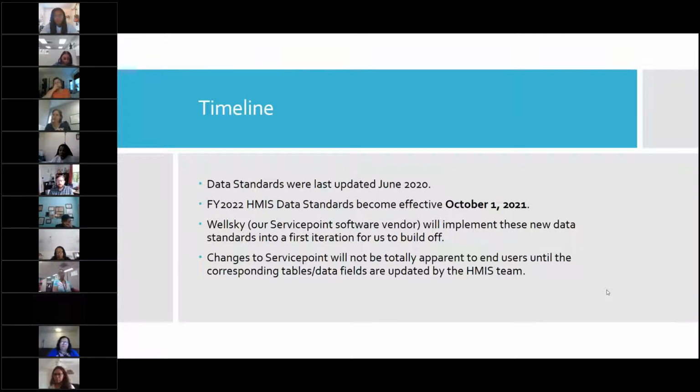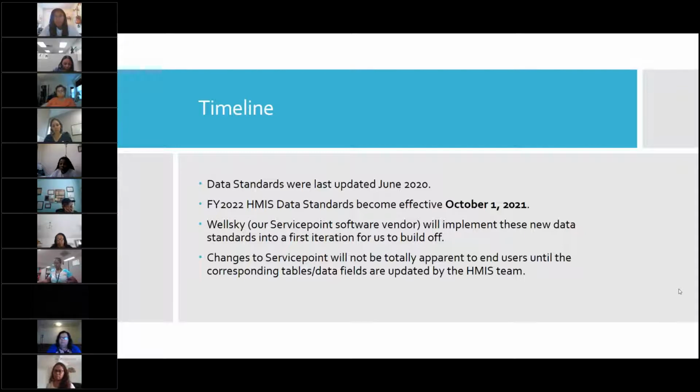Changes to ServicePoint will not be totally apparent to end users until the corresponding tables and data fields are updated by the HMIS administration team. Once the changes have been updated, the HMIS admin team will communicate this information to all end users. Please note that there may be a specified period that users may not be able to use the system, but advance notice will be given for this downtime. The HMIS admin team will do our best to ensure that this does not interfere with any scheduled case management or reporting needs.